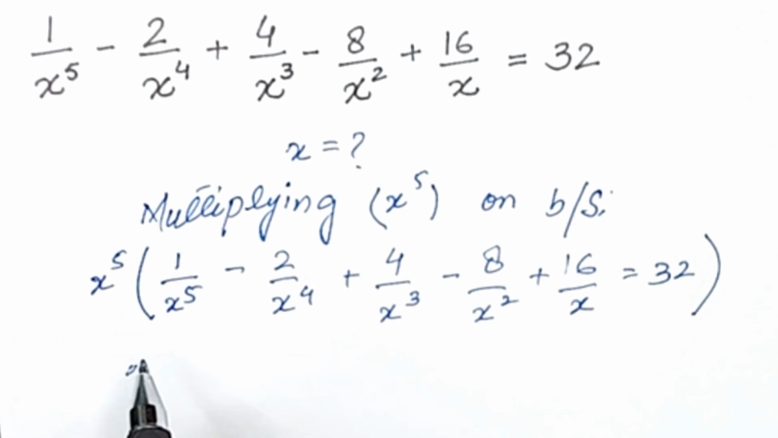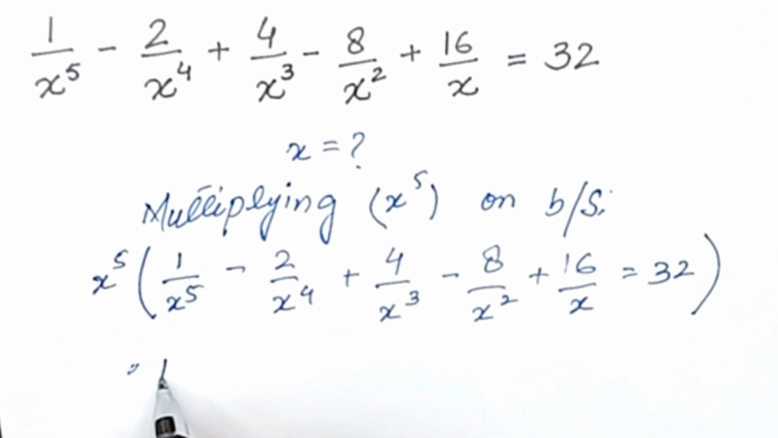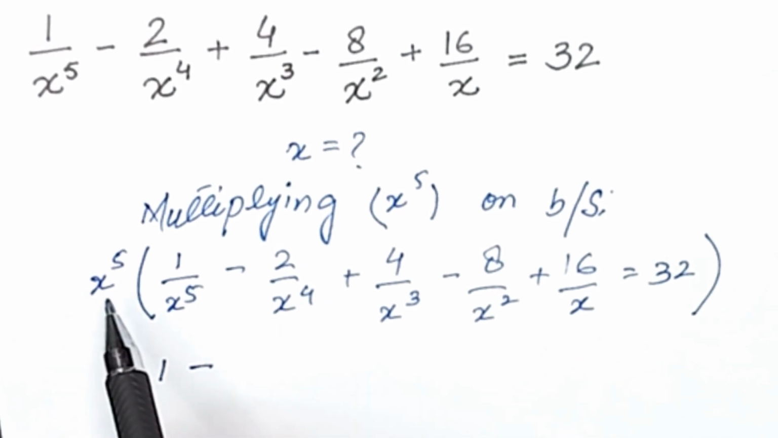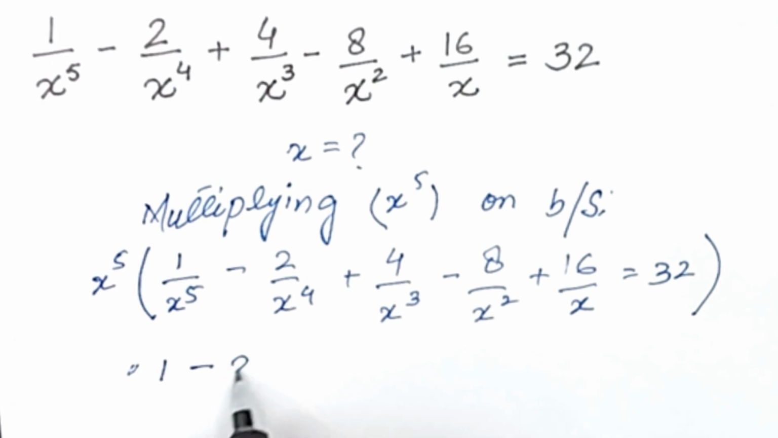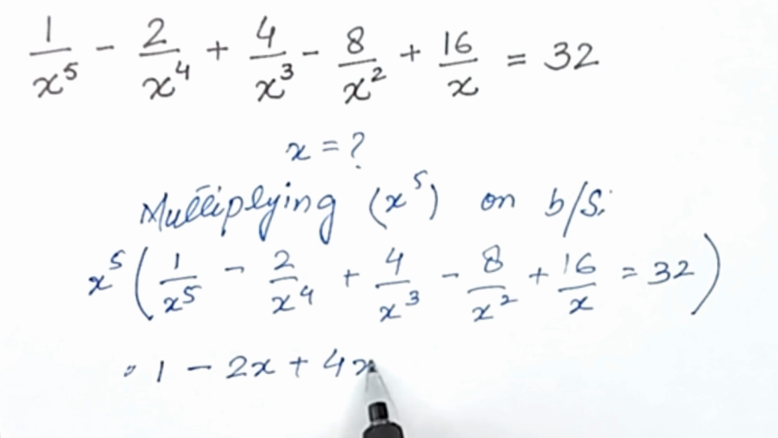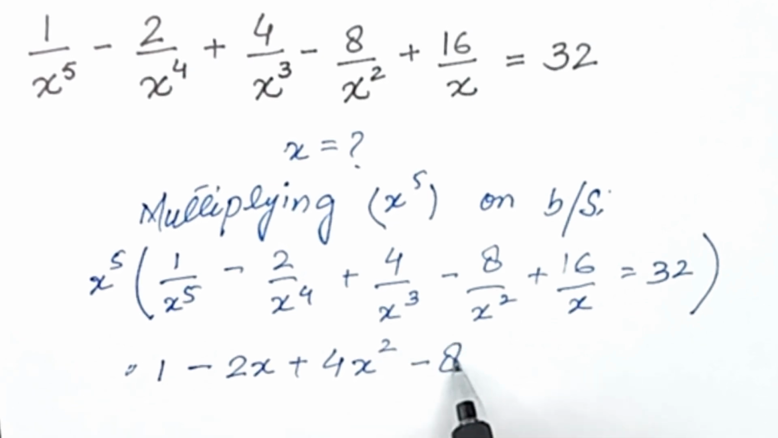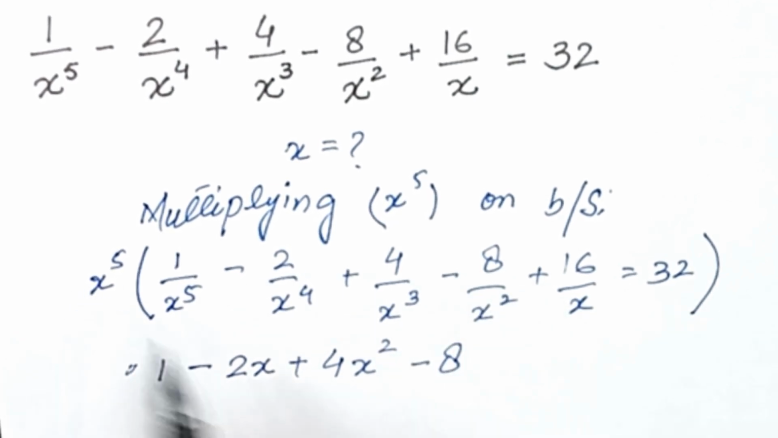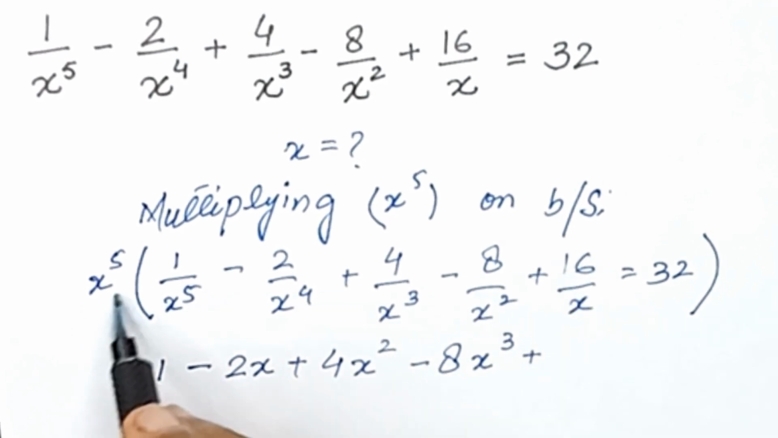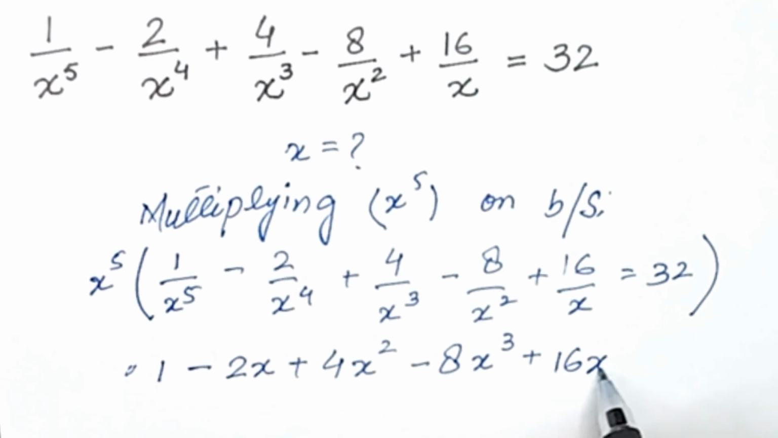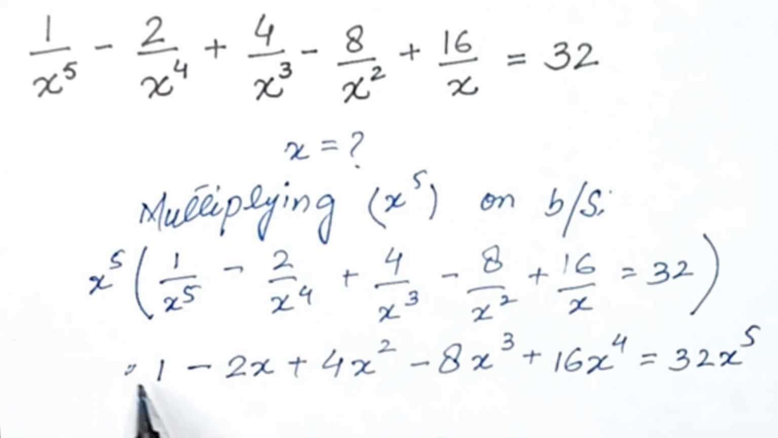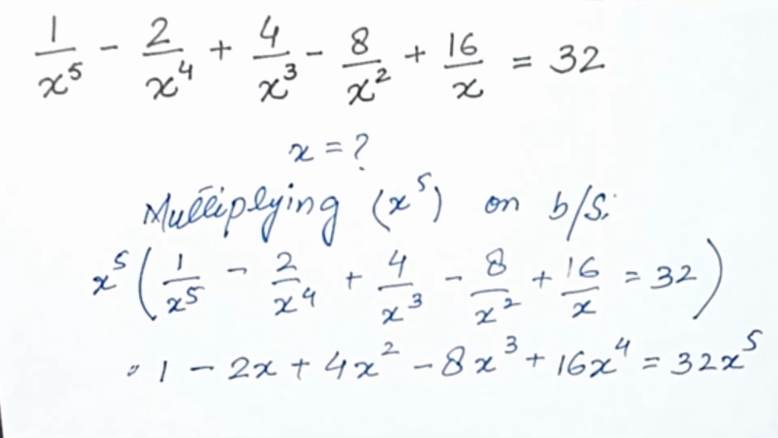Now when we multiply x raised to the power 5 inside the bracket, this x raised to the power 5 and x raised to the power 5 will cancel out and it will become 1 minus, from here 4 powers of x will cancel out, so it will become 2x, plus similarly 4x square, minus 8 x raised to the power 3, plus 16 times x raised to the power 4, and it will be equal to 32 x raised to the power 5.